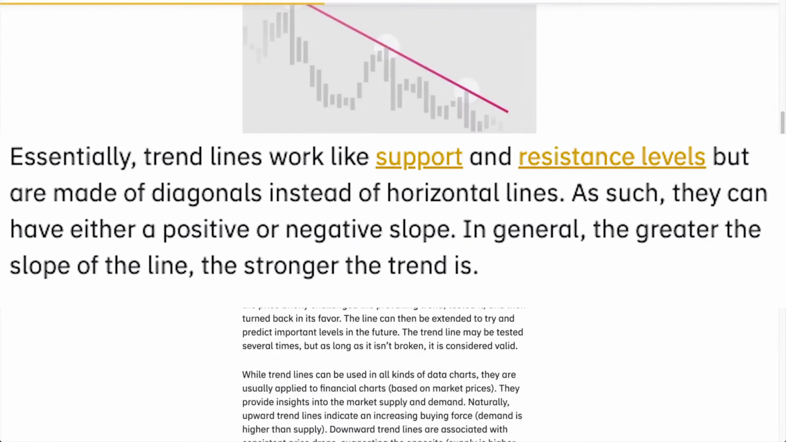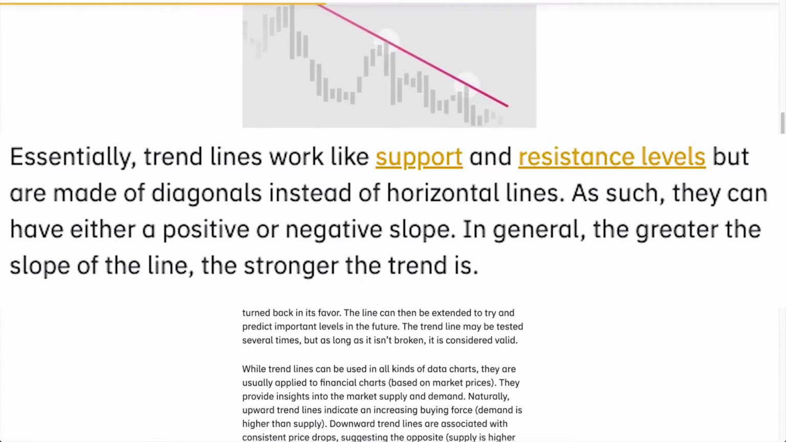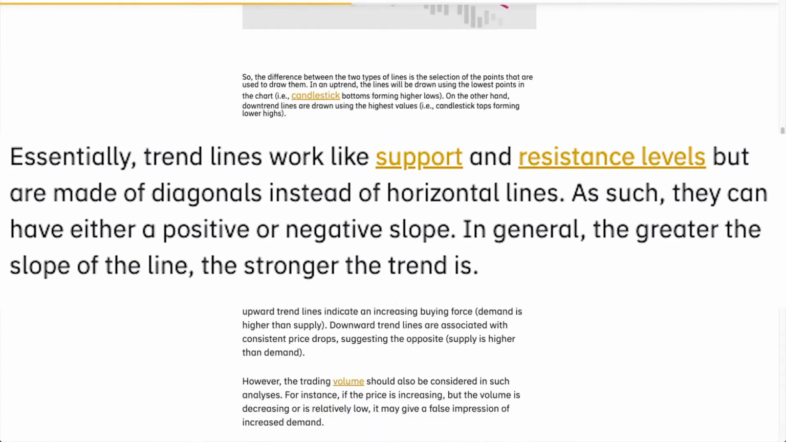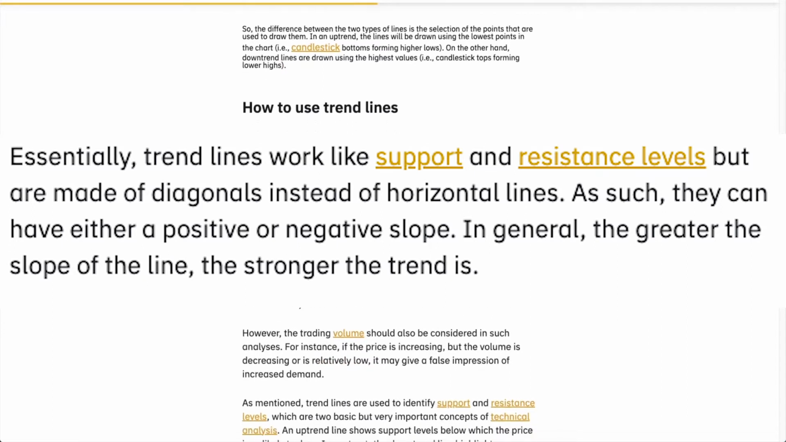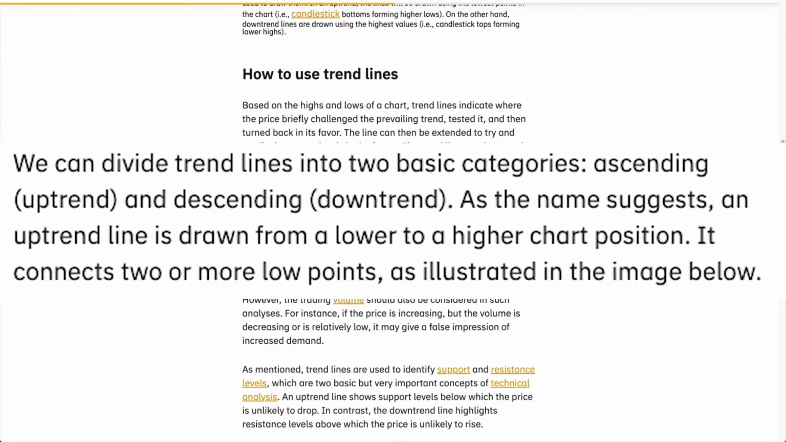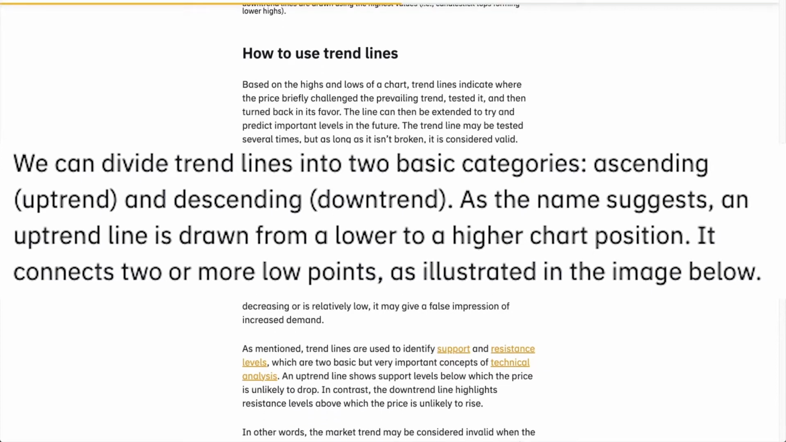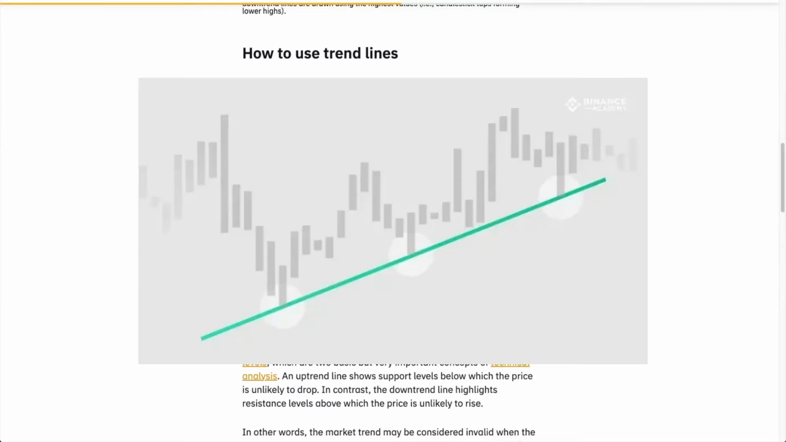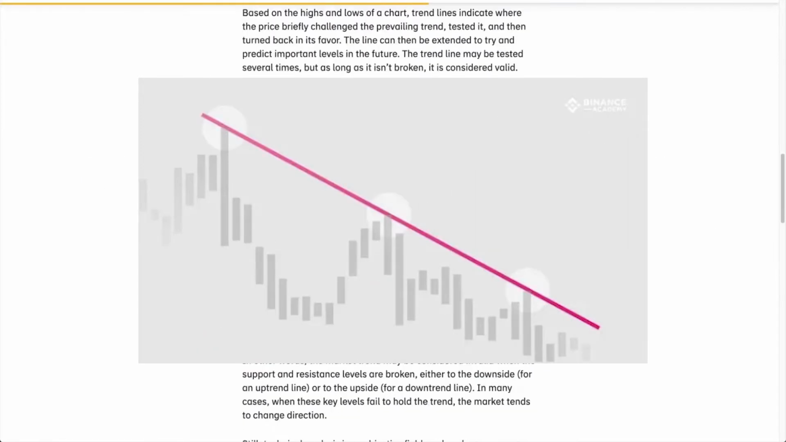Now, essentially, trend lines work like support and resistance levels, but are made of diagonal instead of horizontal lines. As such, they can have either a positive or a negative slope. Now, in general, the greater the slope of the line, the stronger the trend is. We can divide trend lines into two basic categories: ascending or an uptrend, or descending and a downtrend.